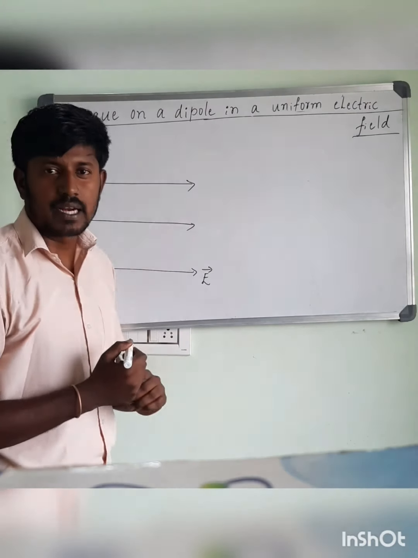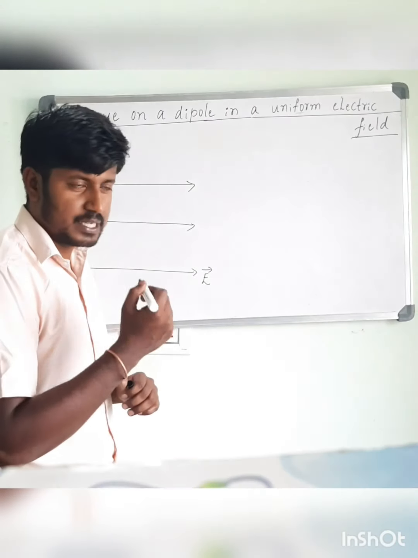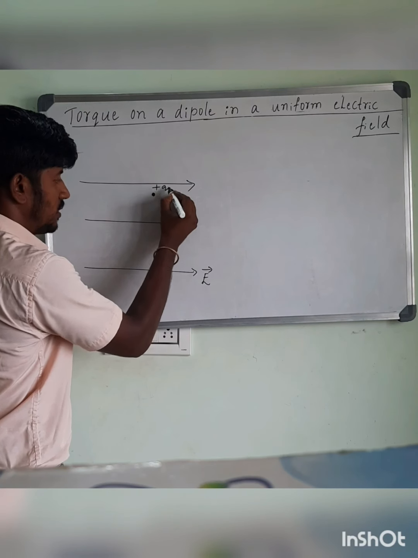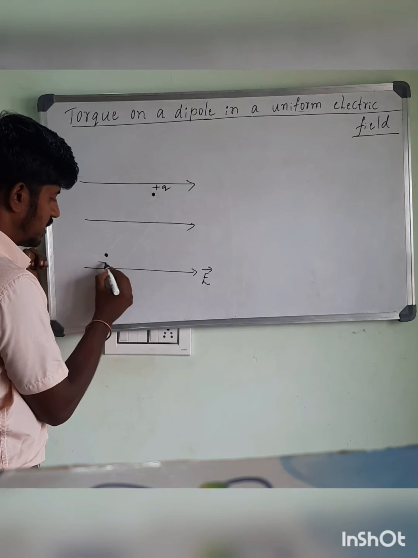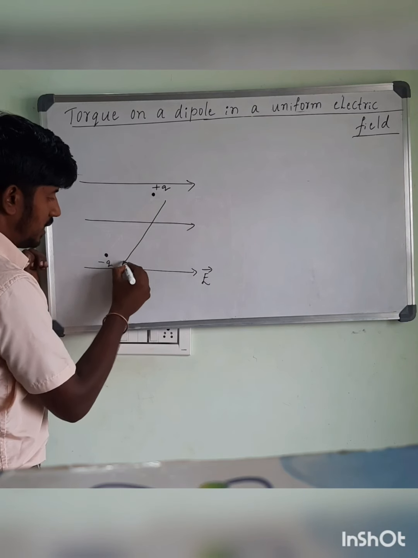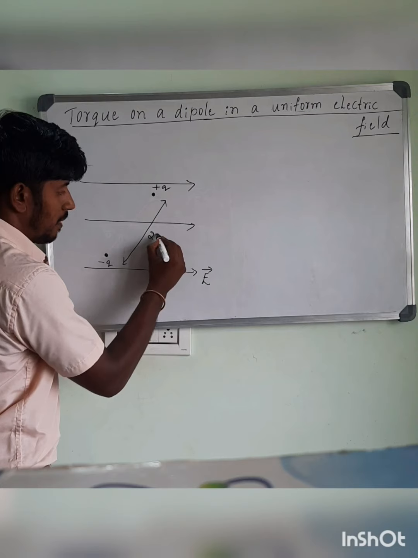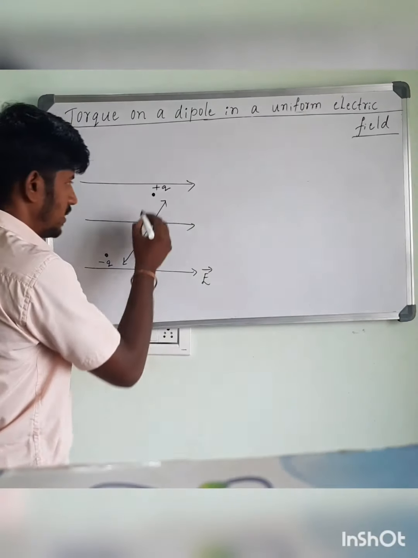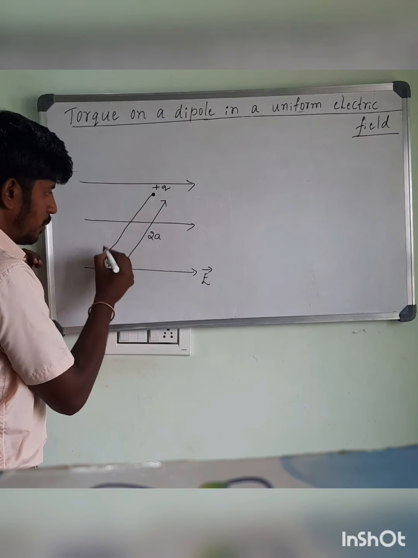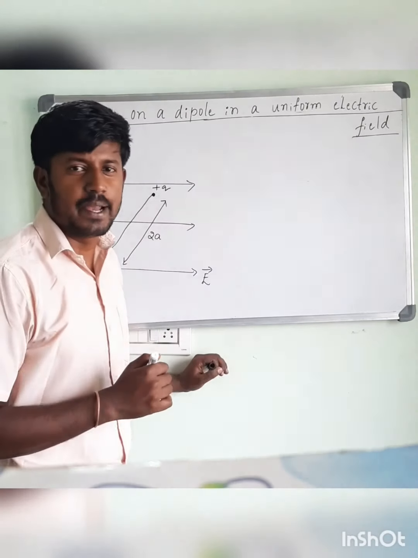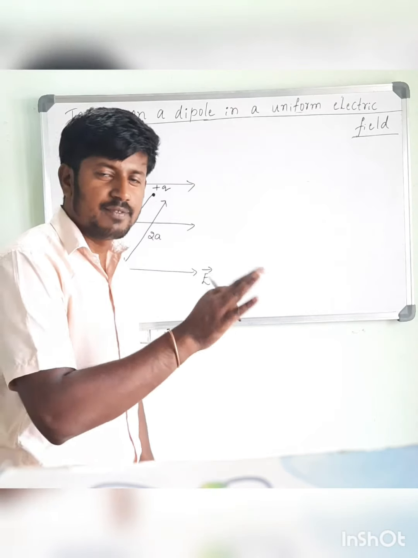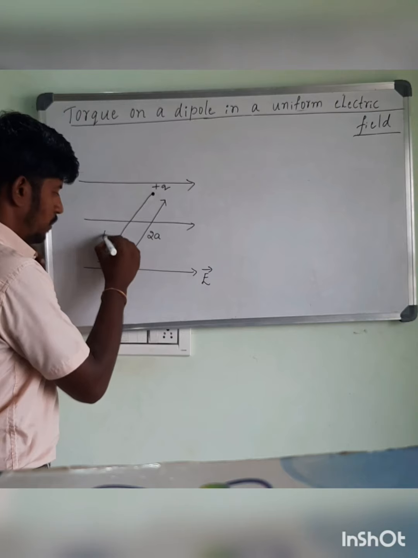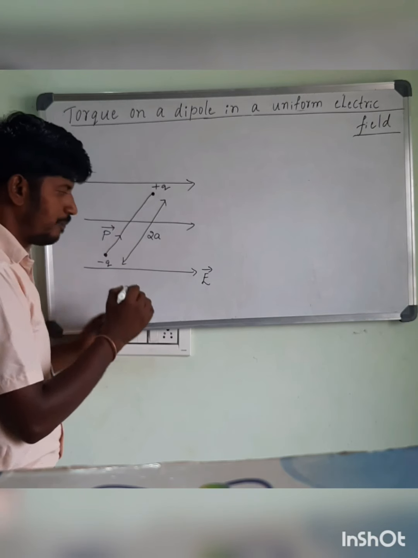In this uniform electric field, let us consider a dipole. Let us place a dipole. Dipole means one is a positive charge plus Q, second one is a negative charge minus Q, separated by a small distance 2a. Now join these two charges by a line, it is called the dipole axis. This is a dipole axis, and the dipole has a dipole moment, and that dipole moment is always directed from negative charge to positive charge. This is the dipole moment. It is represented by P vector.